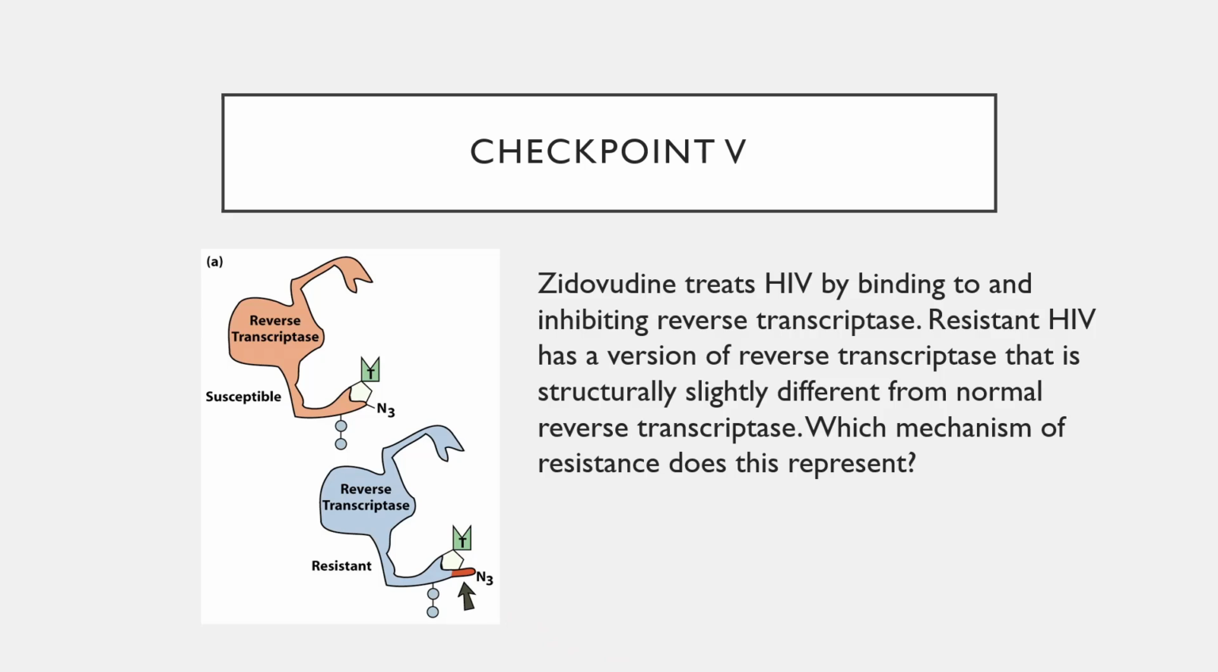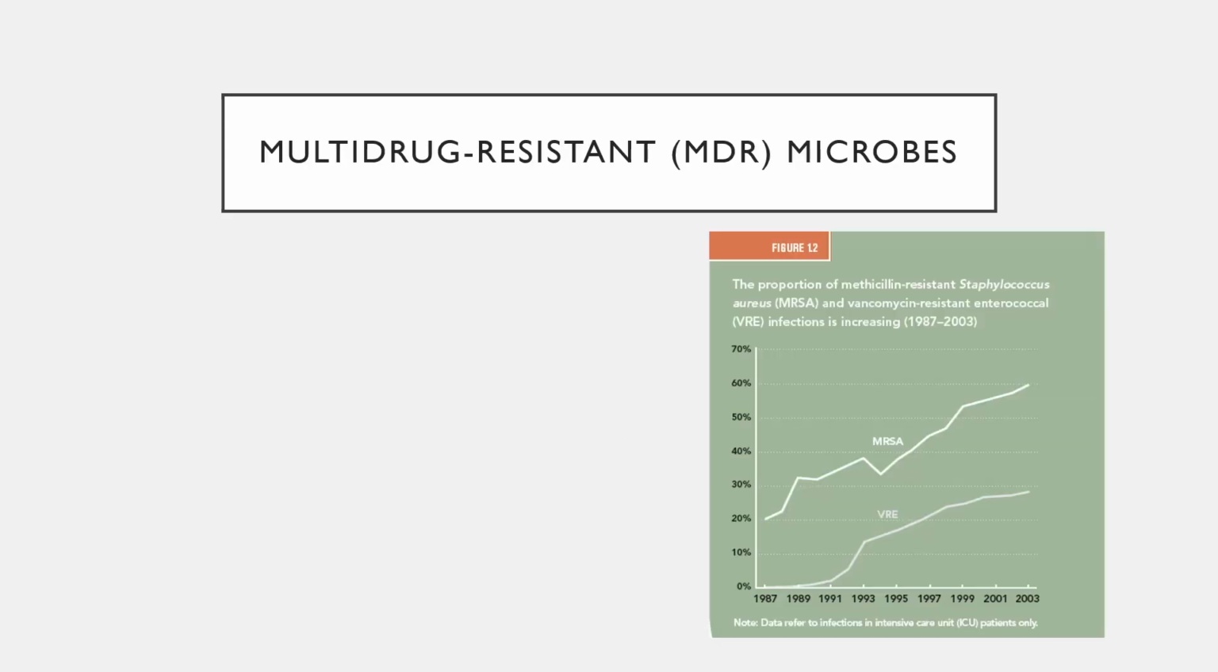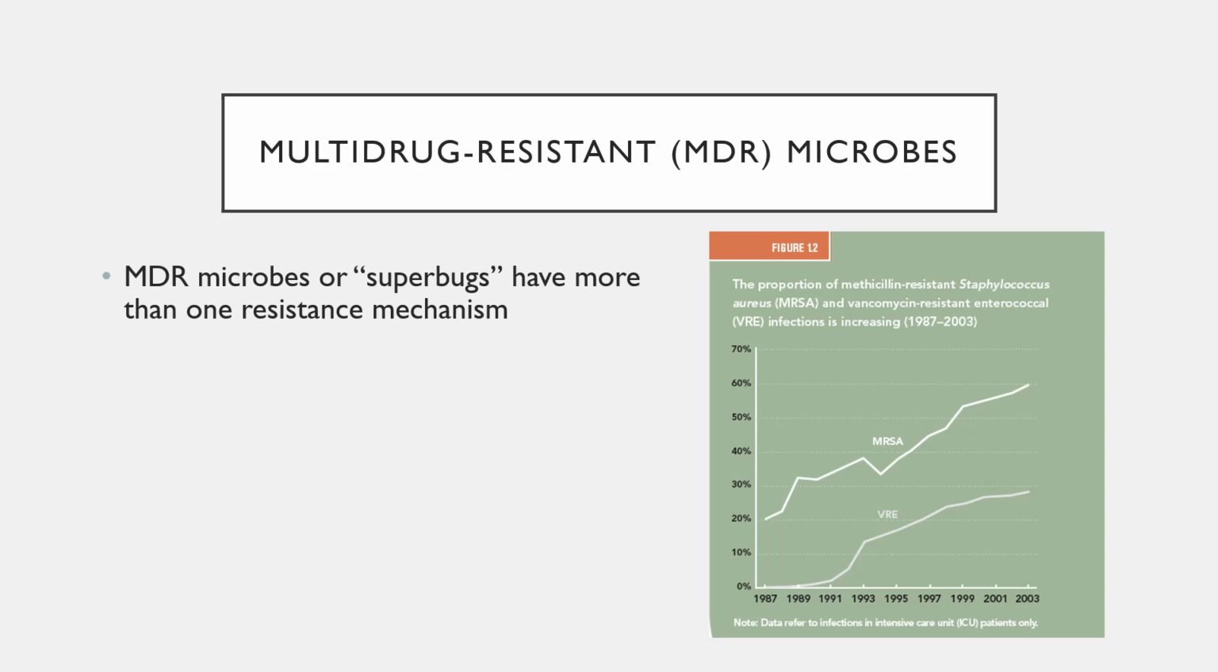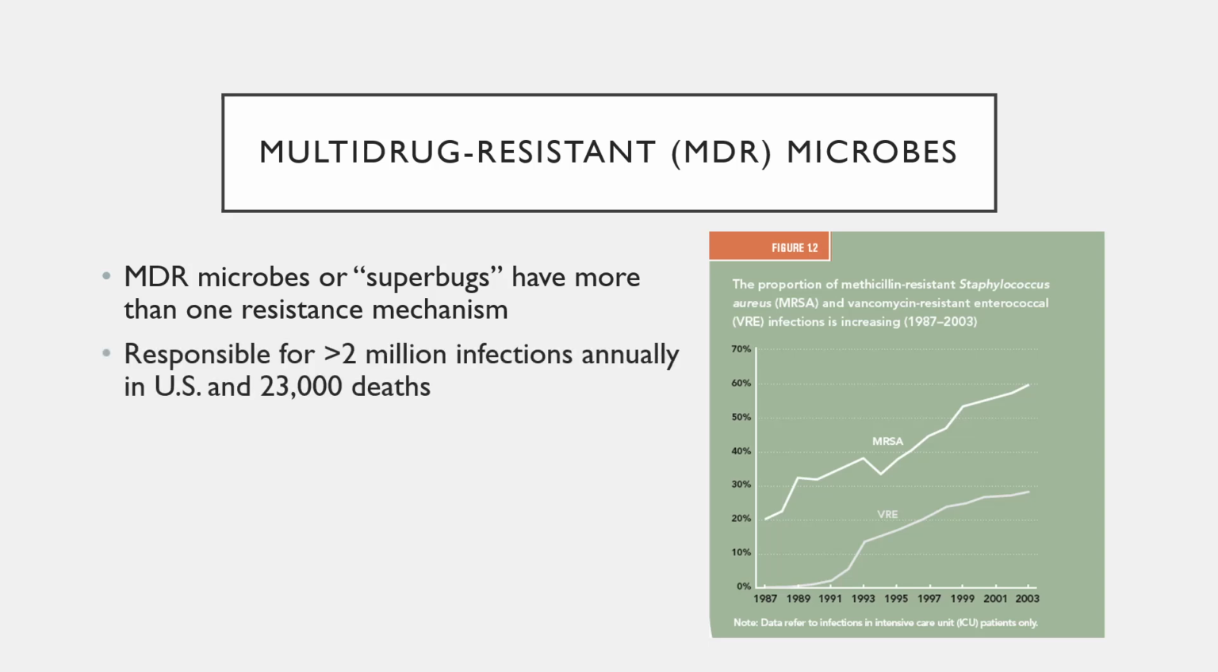In the very last part of this lecture, we are going to leave off on, unfortunately, a not very cheerful note by talking about multi-drug resistant microbes, or MDR. MDR microbes are colloquially referred to as superbugs, and they are strains of microorganisms that have evolved more than one resistance mechanism. They are responsible for over 2 million infections annually in the US and 23,000 deaths.